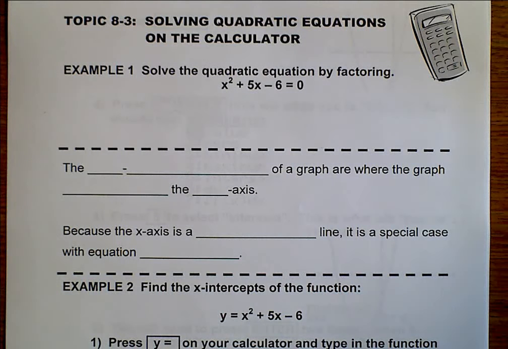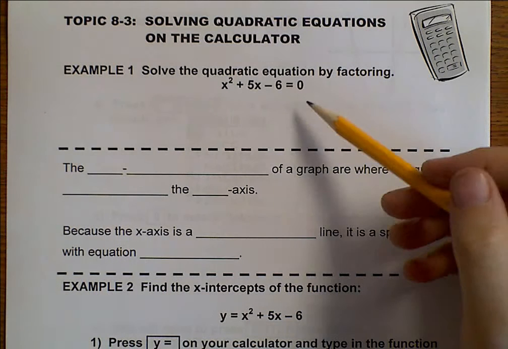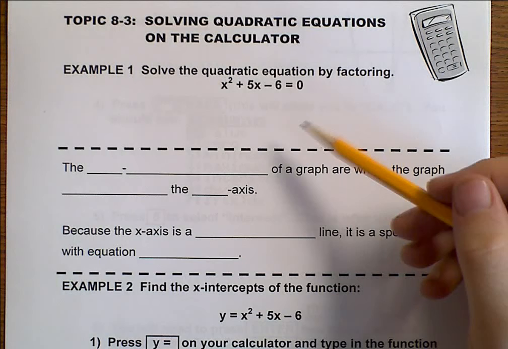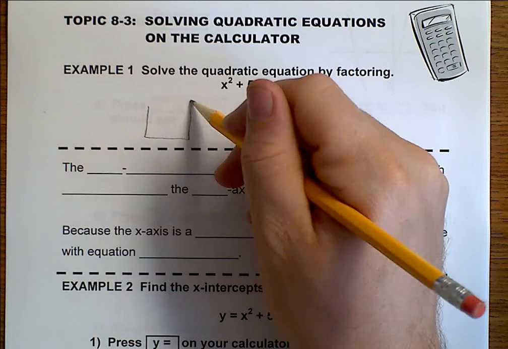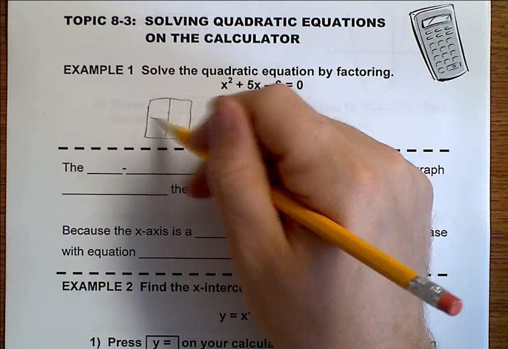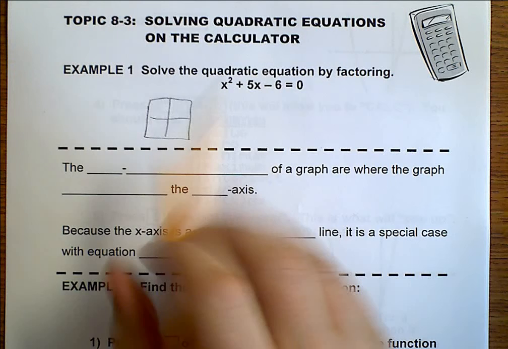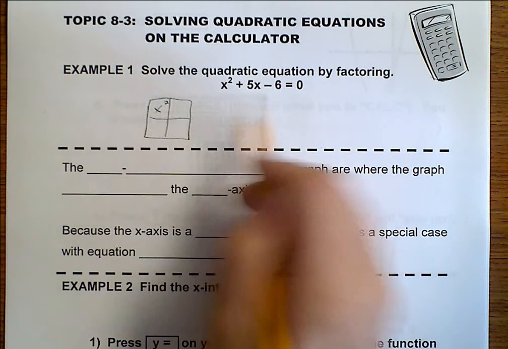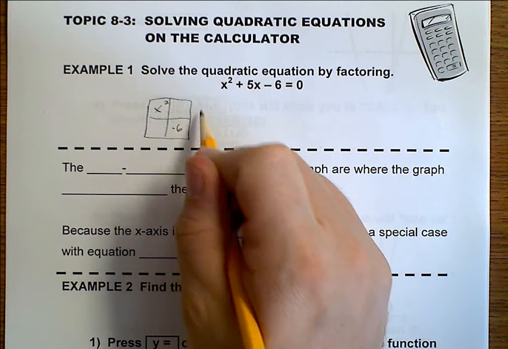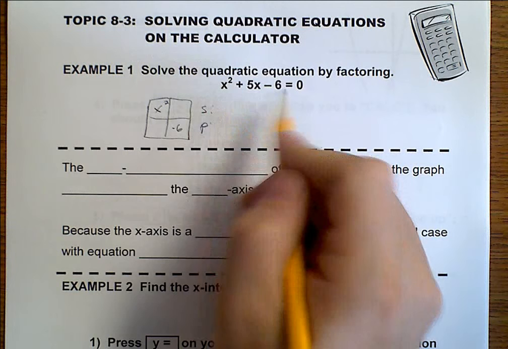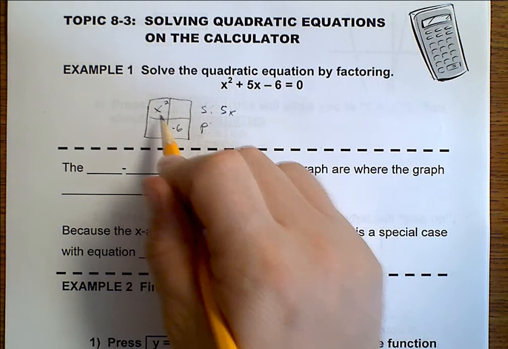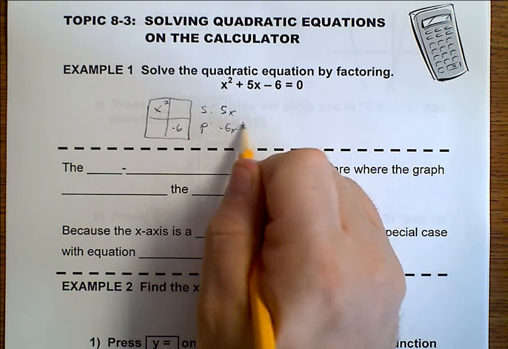So, first we want to go ahead and review how we solve this by factoring. You may be able to do this mentally, however we're going to go ahead and review the box method again. First number goes in the first box, last number in the last box. We need a sum and a product. Our sum was 5x, our product would be negative 6x squared.